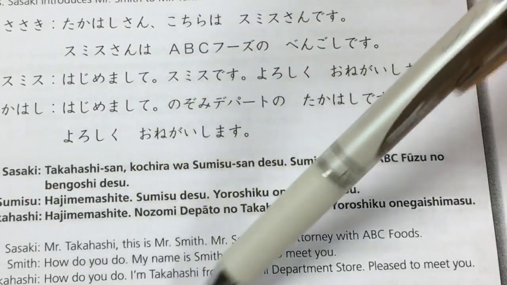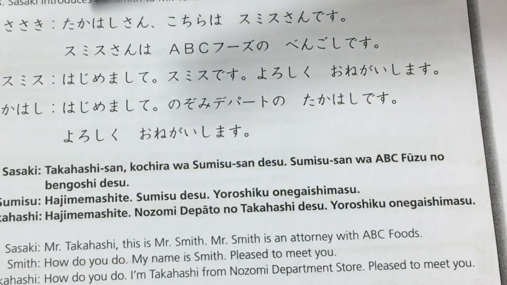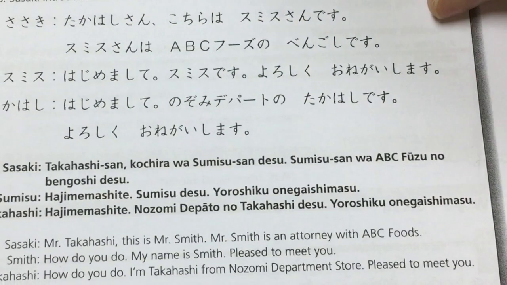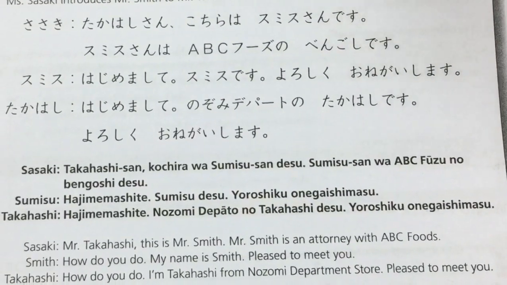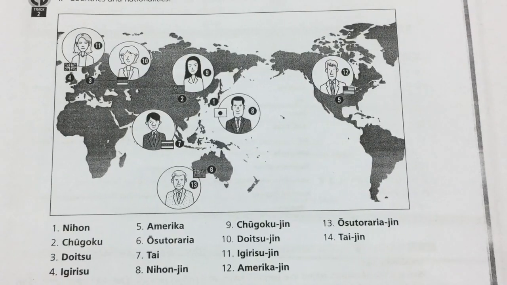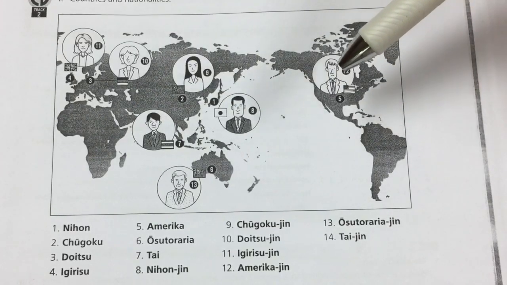Now I hope you practice this dialogue again and again because it's an essential introduction pattern for Japanese people when they firstly meet each other. So let's move on to the next exercise on the next page. If you turn to the next page, you will see a map with people from around the world.